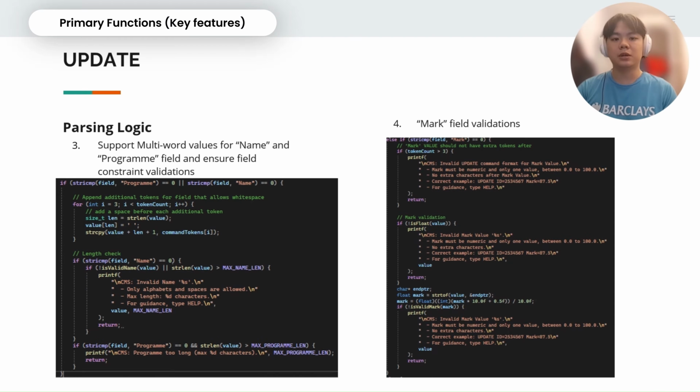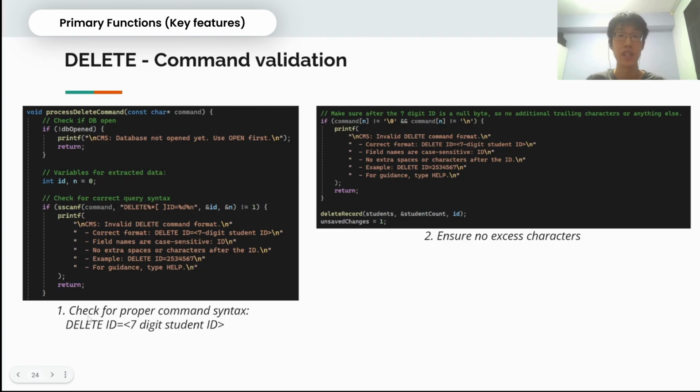Moving on to the delete operation, its purpose is to delete a record based on a specified student ID. So this is the main command flow. So first will be to check for a proper command syntax, that being delete followed by a space, ID equals a valid 7-digit student ID.